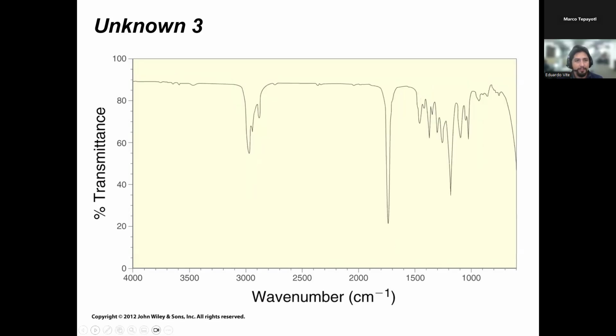Okay. What about this one? What do we see here? What functional group do you think you have here? Carbonyl, right? And where is that carbonyl at? Under 2K. I need you to be more specific. There's a lot of peaks under 2K. Okay. Yeah, it's about 1,700-ish, right? I would say maybe 1,720, 1,730. So we know it's a carbonyl.